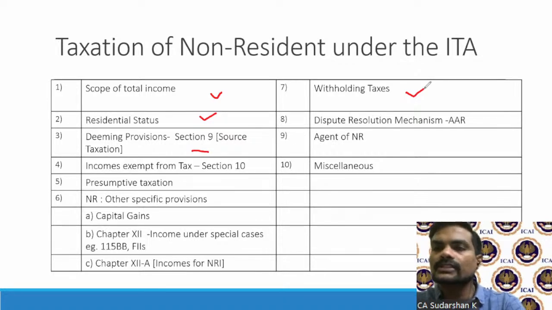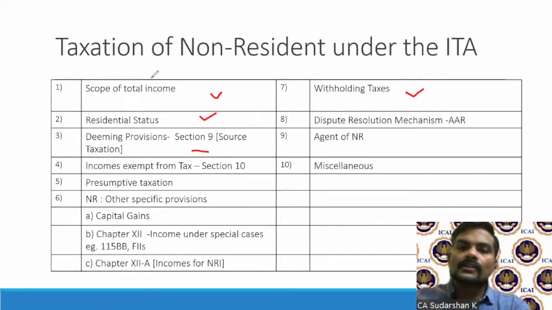So therefore, the onus is largely on the resident payers who make these payments to these non-residents. The obligation is all on them to withhold. And we did look at it in the last class, as to what are the onerous consequences for a resident payer for not withholding taxes.